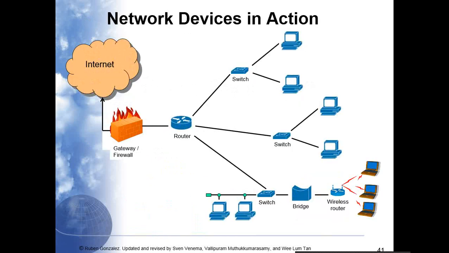Here's a picture of some network devices in action. So lots of machines on the right-hand side connected to switches or a wireless router, which is connected to a bridge, which is connected to a switch down the bottom. There's a router right next to that burning wall, the firewall. It's a great picture. And so basically to get out to the internet, you have to go through this router, right? And there's a bunch of machines or network devices attached on the right-hand side.